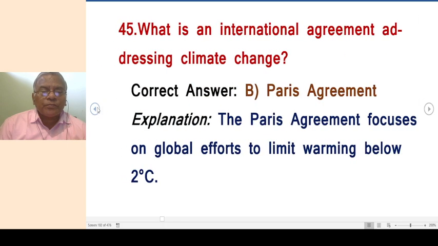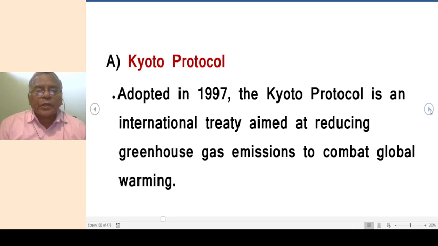Kyoto Protocol. This Paris Agreement. There are 4 important international conferences which are related to these environmental issues. First one, Kyoto Protocol in Japan. Adopted in 1997, the Kyoto Protocol is an international treaty aimed at reducing greenhouse gas emissions to combat global warming.